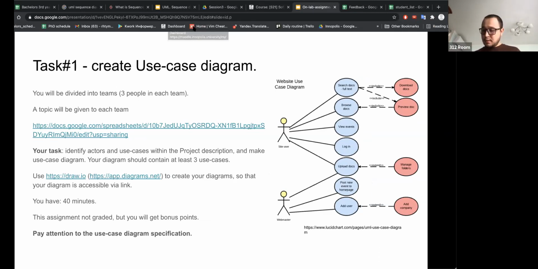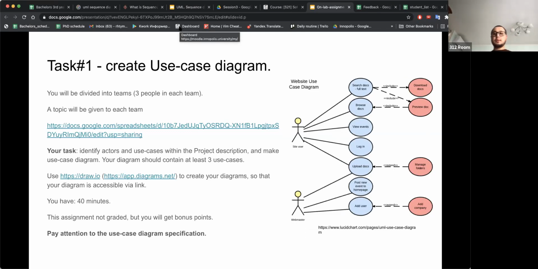Any questions again? Also, you have to follow the correct notations. For example, we have include and extend dependencies between use cases. Please be careful and do not break the rules. Your use cases should be within the description.